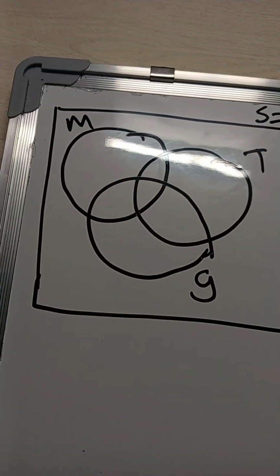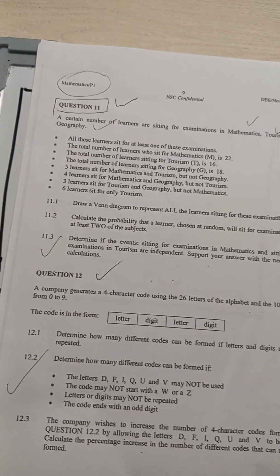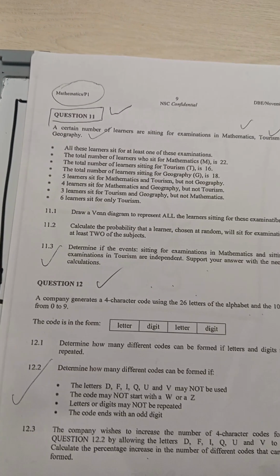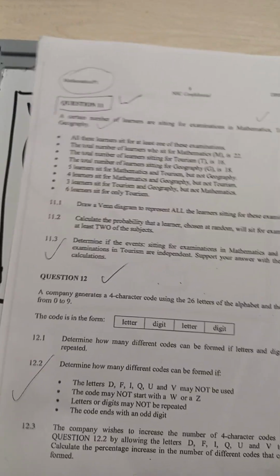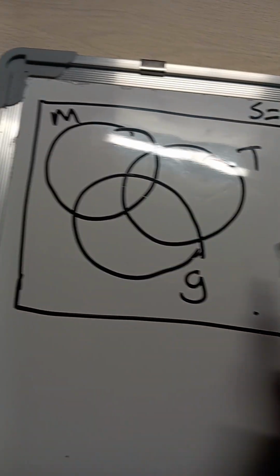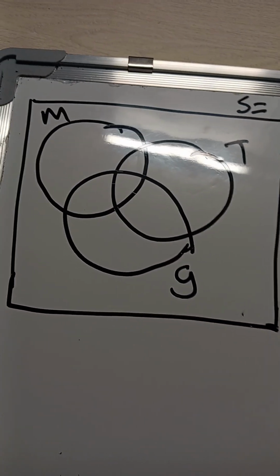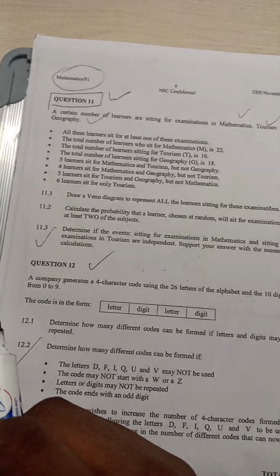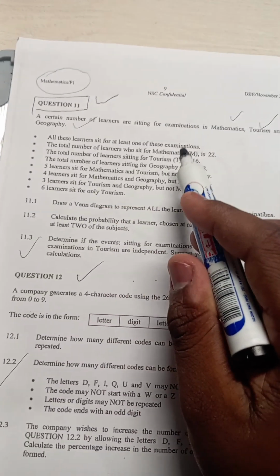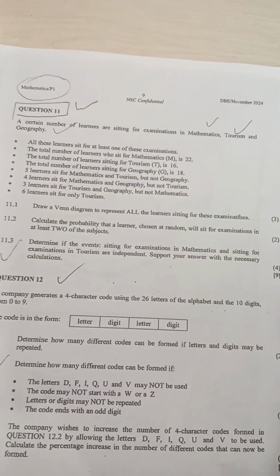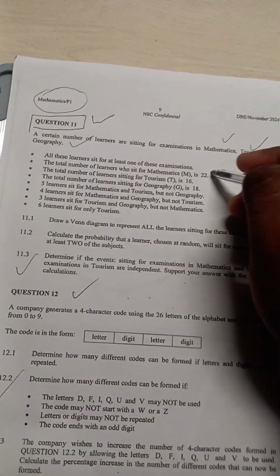Now we are starting. Now what is it saying now? All these learners sit for at least one examination. So it means that now there is no one that is here. So basically everyone is gonna write. Okay. So now the total number of learners who sit for mathematics is 22. Okay. So now we have 22 here.